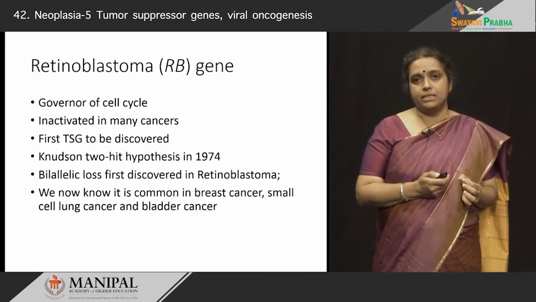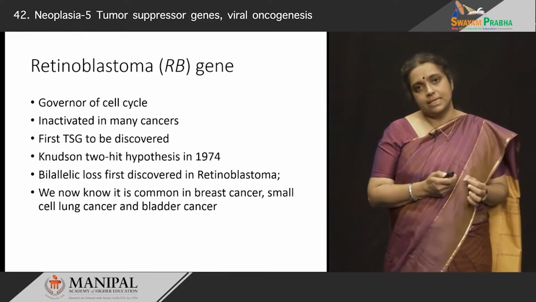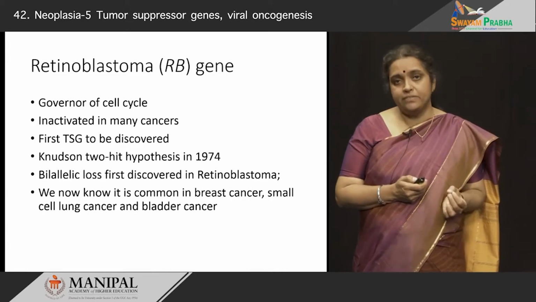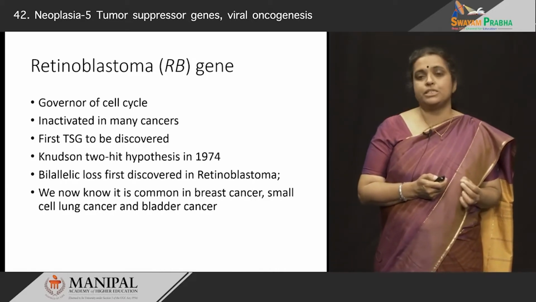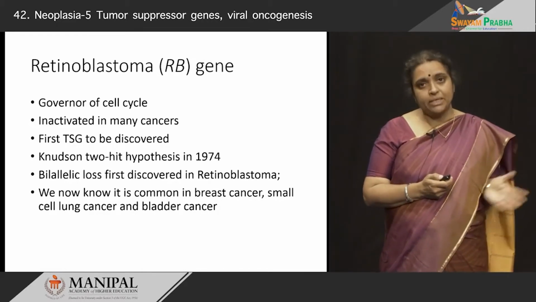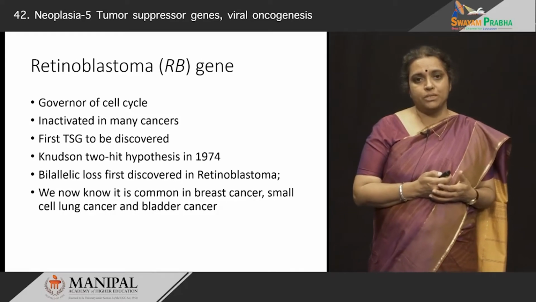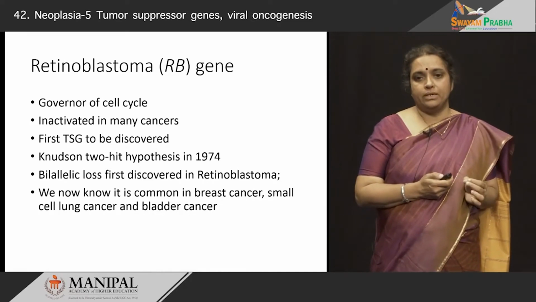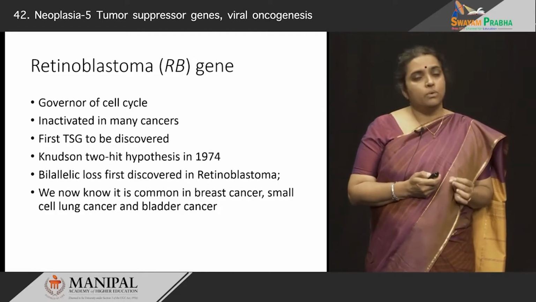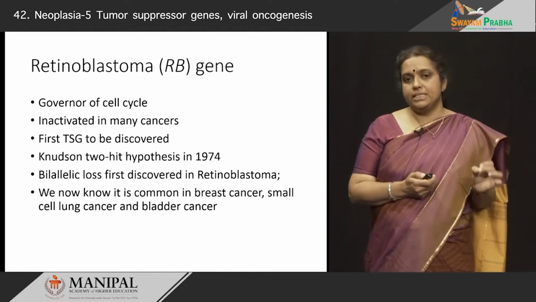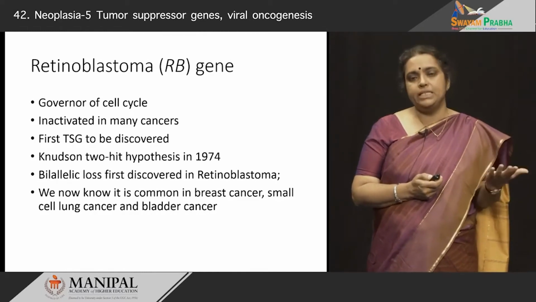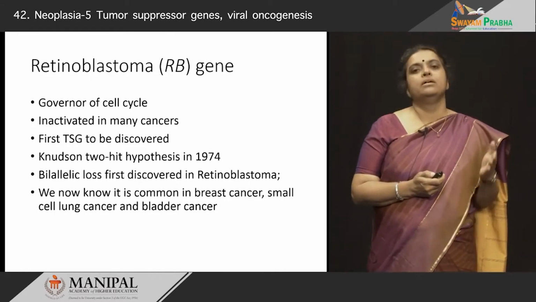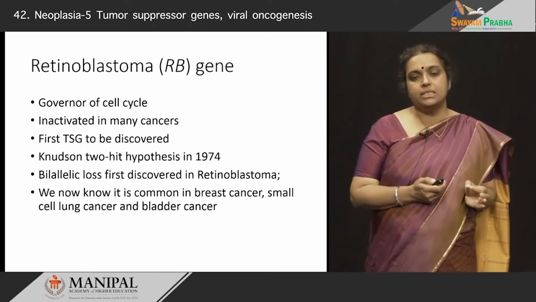As the name indicates, it has a very important role in the cell cycle, and because it has such an important role, understandably it is inactivated in many cancers. This was the first tumor suppressor gene to be discovered. Subsequently, many more were discovered after the discovery of the retinoblastoma gene. Now, there is this very famous two-hit hypothesis by a scientist called Knudson, who proposed this in 1974. What he said was, as you know, any gene has two copies, or two alleles. When both these normal retinoblastoma alleles are mutated, the disease develops, which is known as the two-hit hypothesis.